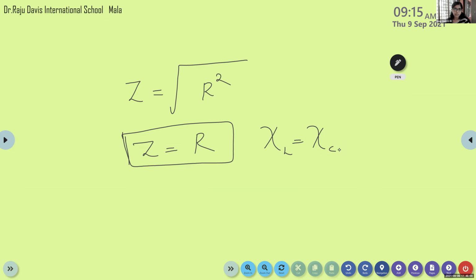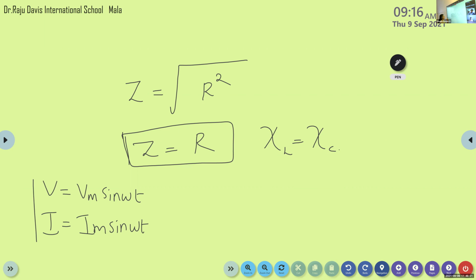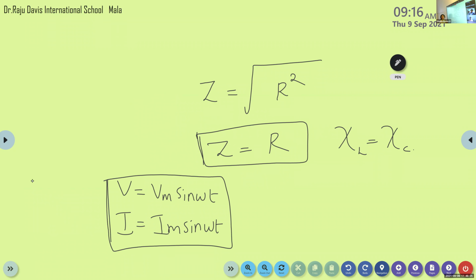Same phase. They are in same phase, because whenever the AC voltage is passing through a resistor, we derive two equations for current and voltage. The voltage is given by V is equal to Vm sin omega t, and the current I is equal to Im sin omega t. This is what we started with in the very beginning of the class. The expression for EMF and current for a resistor, if the circuit only contains the resistor.